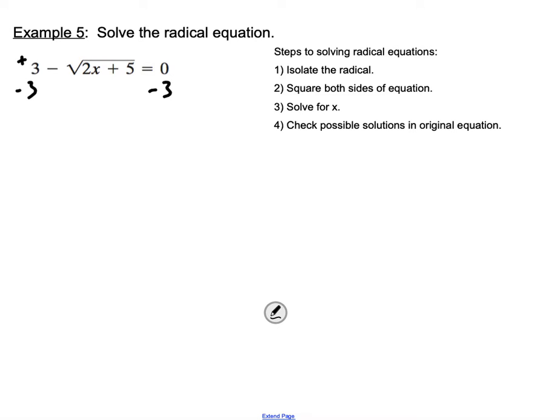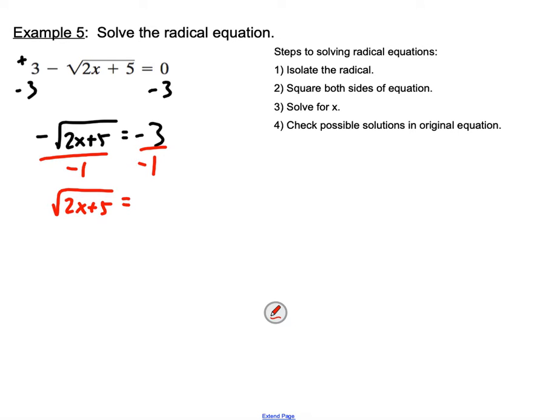So then on the left-hand side there, we're left with a negative. Right? The radical is still not by itself. There's a negative out in front of it. So we need to get rid of that negative. So either you have to multiply both sides by a negative, or you have to divide both sides by a negative, or negative 1. So then on the left-hand side there, the negatives cancel out. The right-hand side, we just get 3.